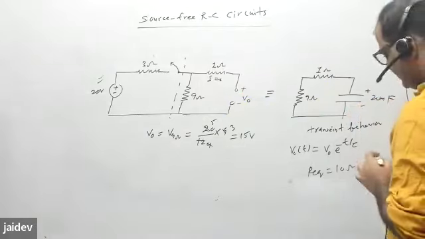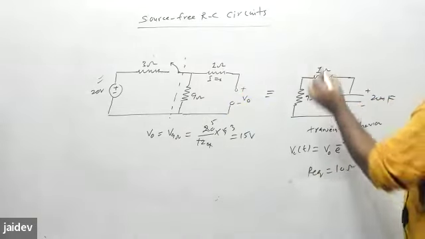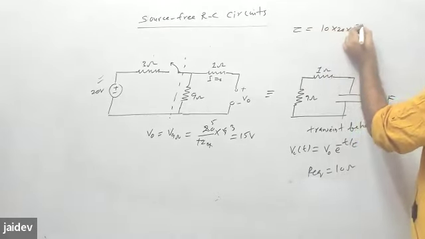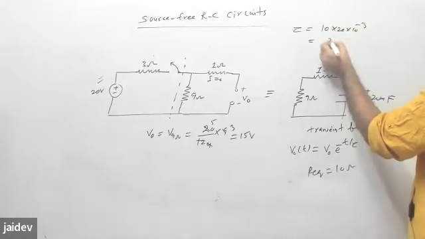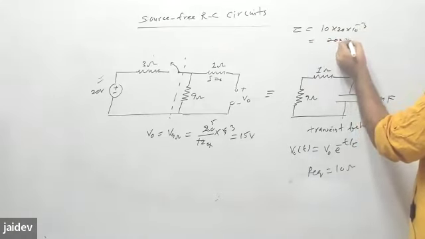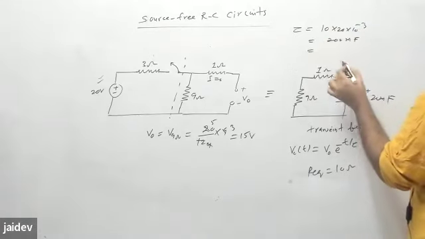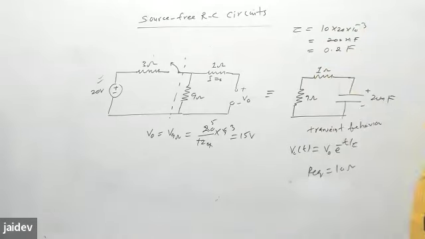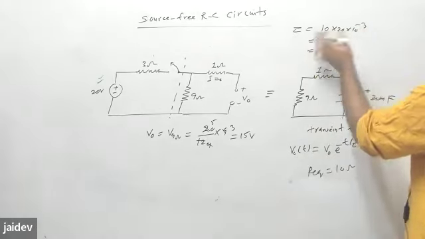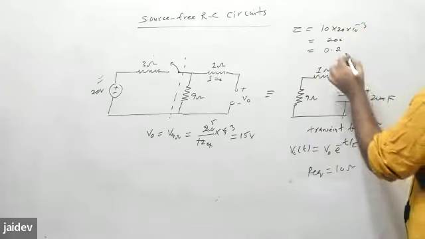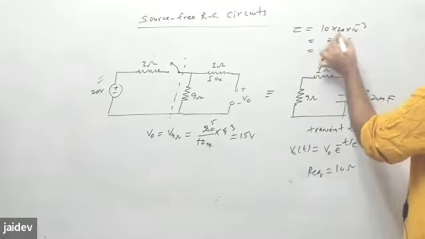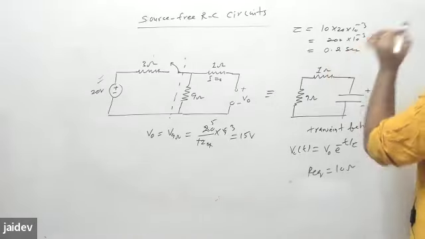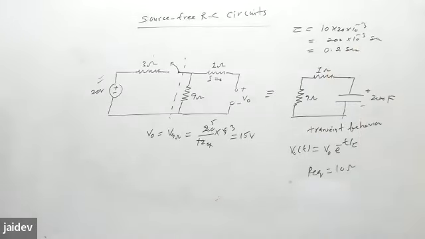C value is 20 millifarad. So now tau will be what? 10 into 20 millifarad. So this will give me 200 millifarad. Or if you say in farad, how much will it be in farad? 0.2 farad. Seconds, 0.2. Tau, R and C is just milliseconds. This is 200 milliseconds, or you say 0.2 seconds. This is your tau.